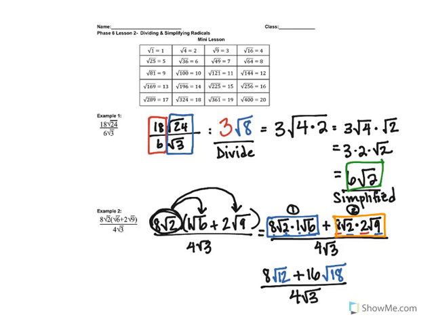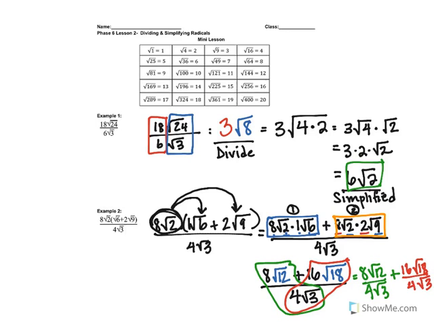Okay, now I can't just divide all these things out at once. In order for me to simplify and divide out this fraction, what I have to do is break this up into two smaller fractions. So I'm going to break this up into 8 square root 12 divided by 4 square root 3, plus this other piece over here, 16 square root 18 divided by 4 square root 3.